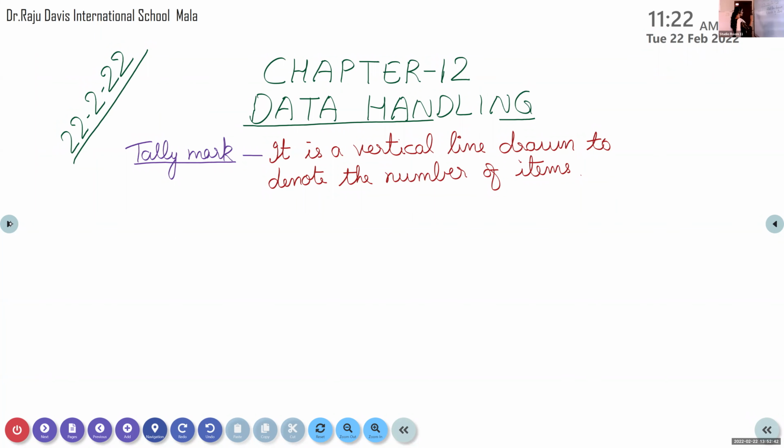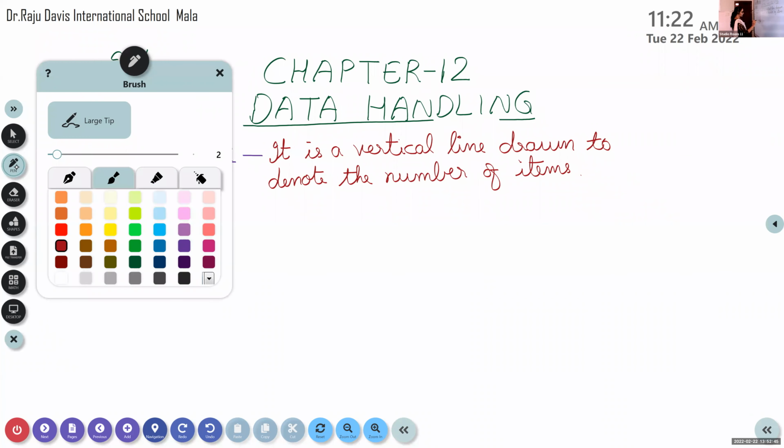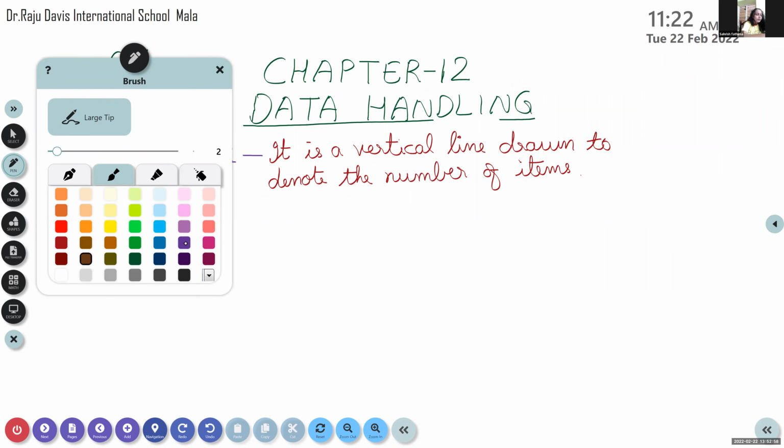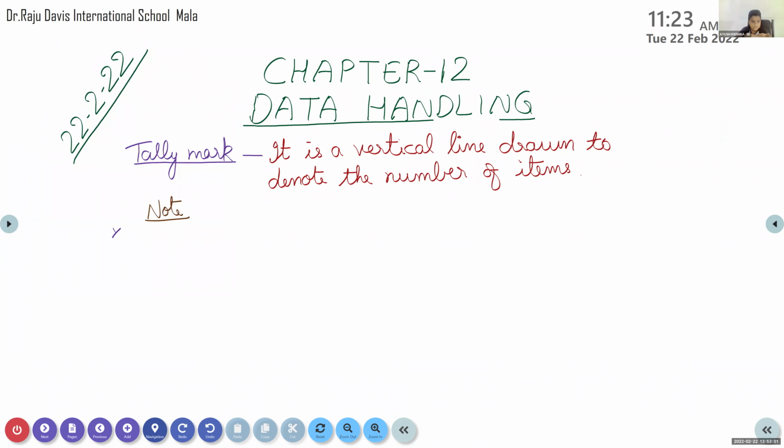Now the main points are to be written after this. I will send the notes, and then you just write it. First point. Note: the data, the items, and the numbers should be arranged in a table.